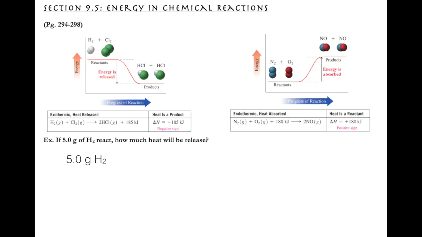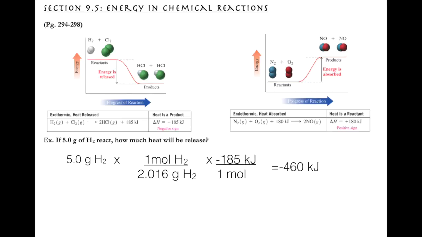So if I know I have 5 grams of hydrogen, I first need to convert that into moles. I'm going to put grams on the bottom, moles on top, and plug in the molar mass of H2. So now I'm in moles of H2. And now I can use the fact that there are 185 kilojoules per mole as another conversion factor, so times negative 185 kilojoules for every 1 mole. Multiplying out and dividing, I find that 460 kilojoules is released, or negative 460 kilojoules is involved.